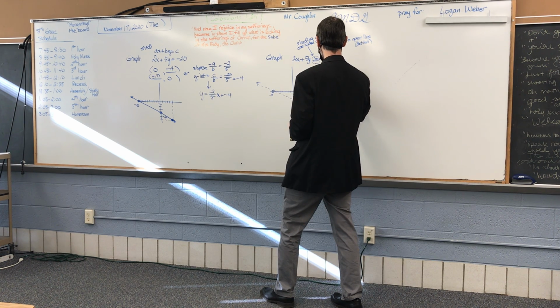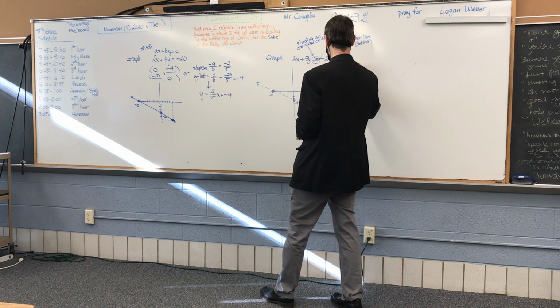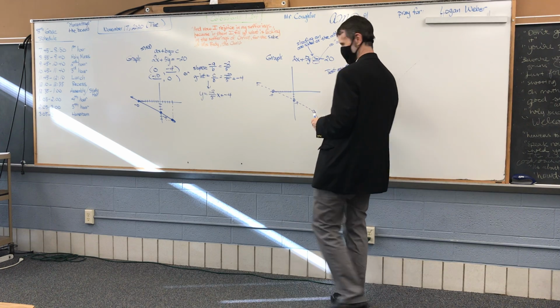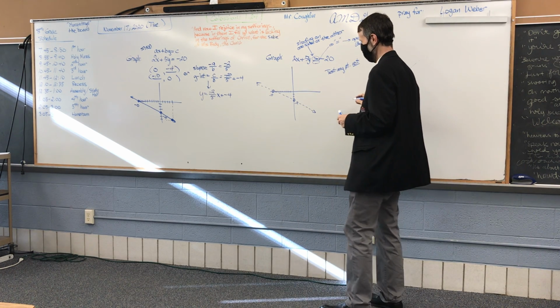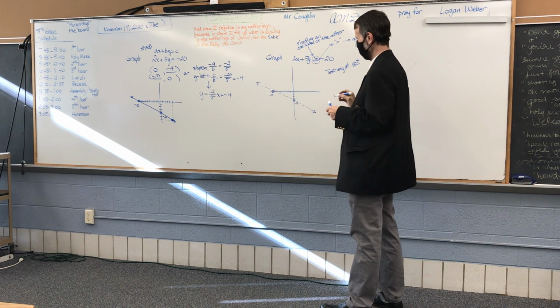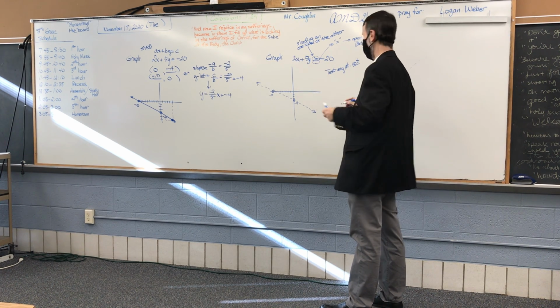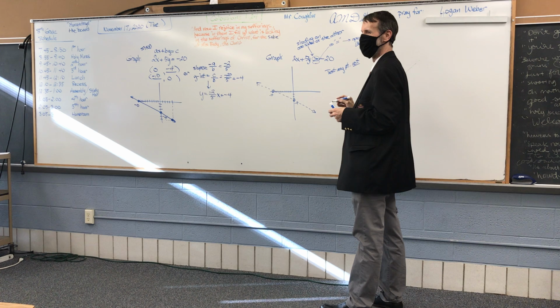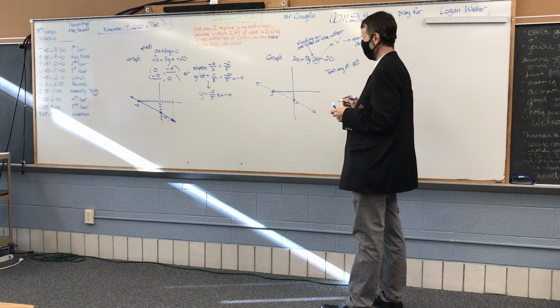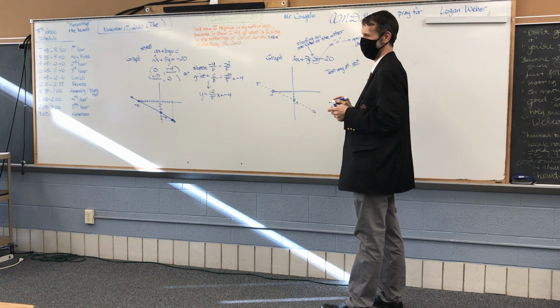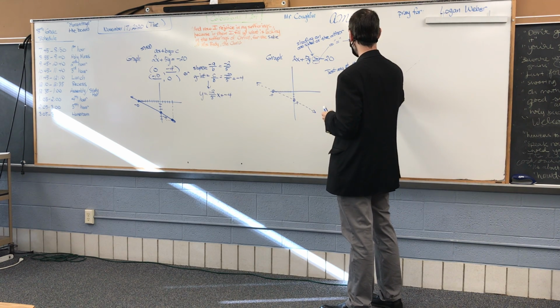Test any point that's not what? Not where. There's only one type of point we should not test. Josh. For example, I would not test 0, negative 4. Why not? It's on the line, on the border.